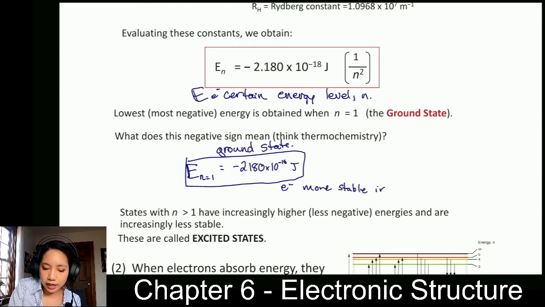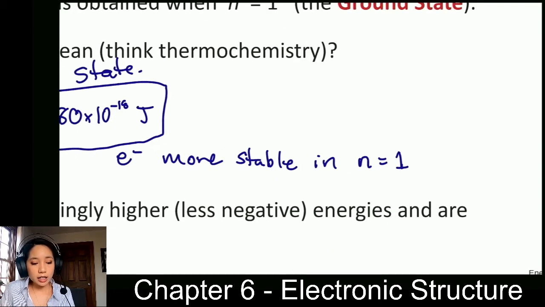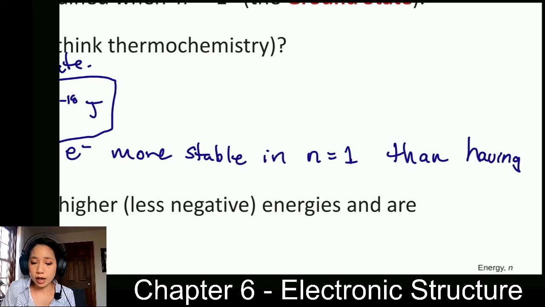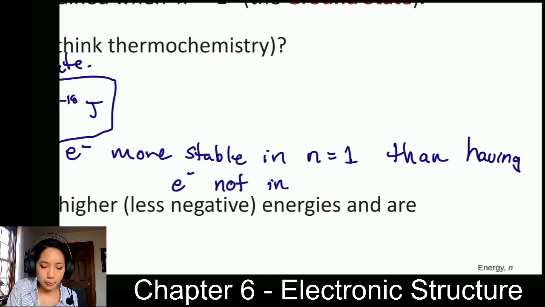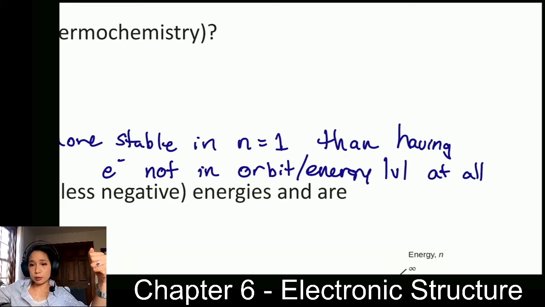It's more stable in n equals 1 in that orbit around the nucleus than being completely separated from its proton. So the electron is more stable in n equals 1 than having that electron not in an orbit or energy level at all. So it is more stable to bring the proton and the electron close together, where that electron is in an n equals 1 orbit around the nucleus, than it is to have those electrons and protons completely apart.